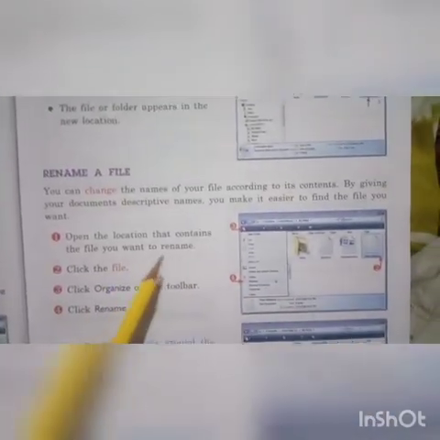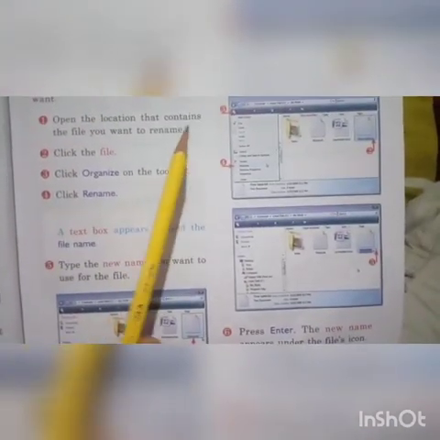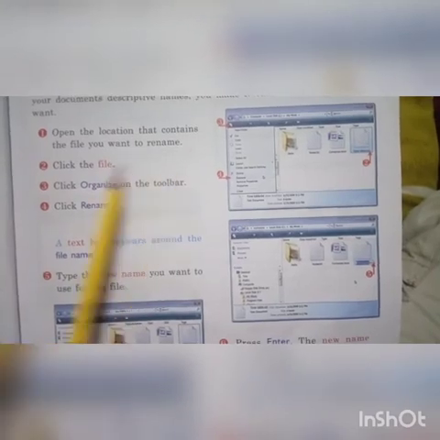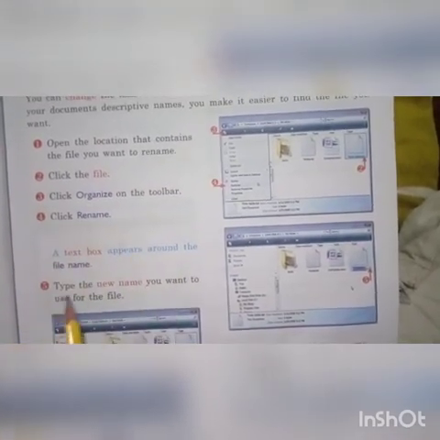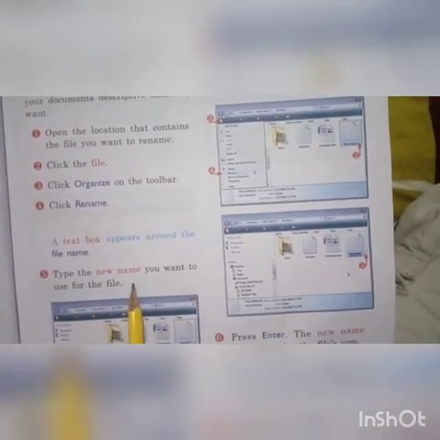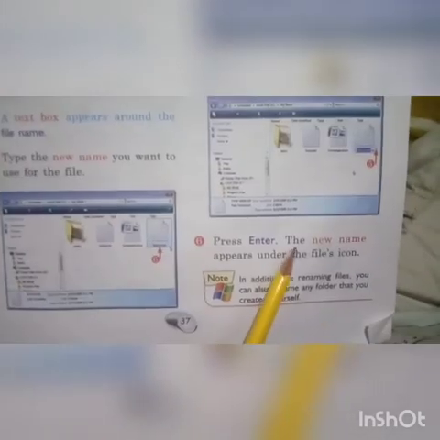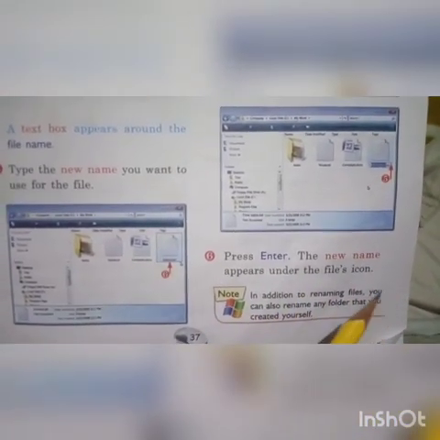Rename a file. You can see the steps. Open the location that contains the file you want to rename. Click a file, click organize on the toolbar, click rename. Type the new name you want to use for the file. Press enter. The new name appears under the file's icon.